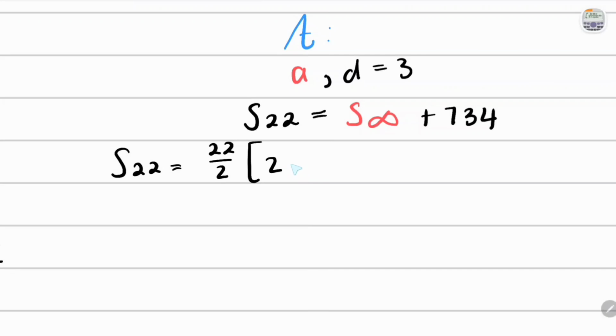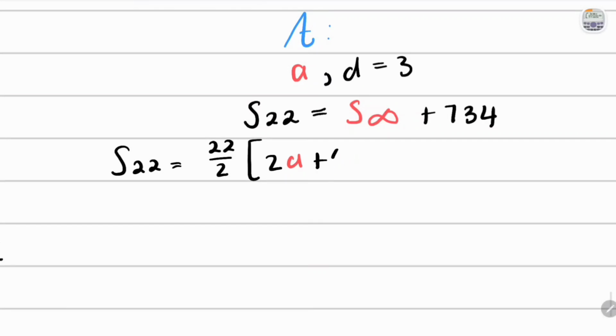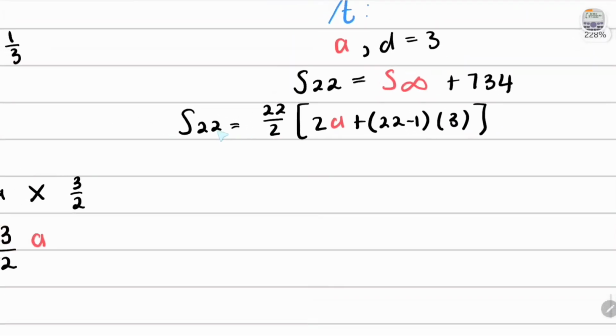And then 2a, which is what is missing but is common in both, so we'll still call it a, plus n minus 1, which is 22 minus 1, multiplied by our difference of 3. Okay, and then we close that. And now we are saying that the sum of 22 terms is equal to the sum to infinity plus 734. That is what the sum of 22 terms is.